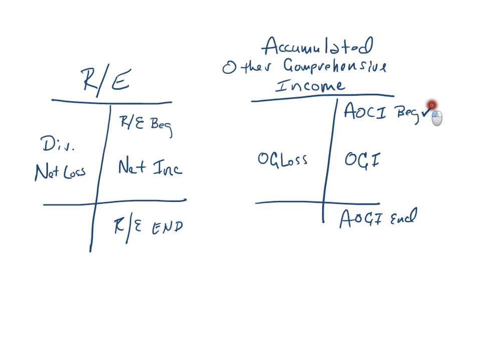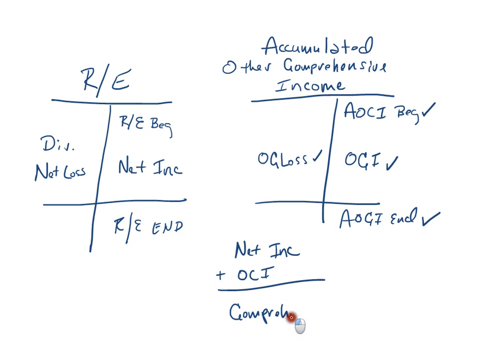AOCI is the balance sheet measure, and OCI is the flow. And finally, from the perspective of a flow measure, net income plus other comprehensive income is comprehensive income. Not very creative, but there you have it. Okay, so that's how this framework holds together. And let's just get to the nuts and bolts of your case.